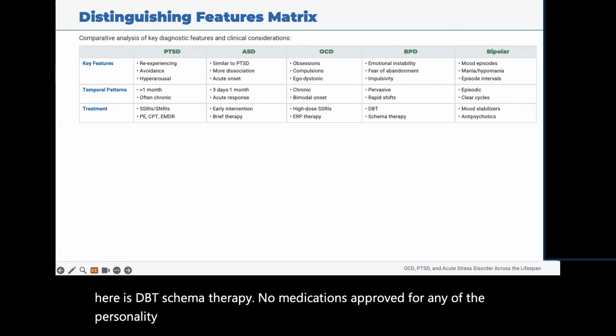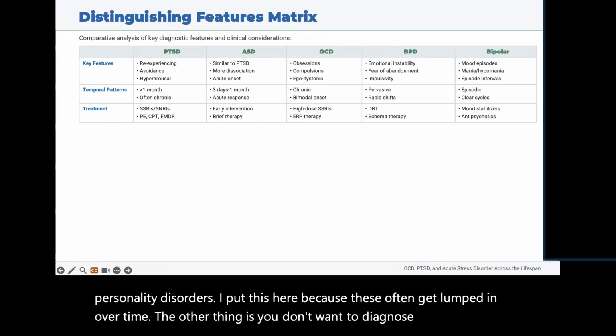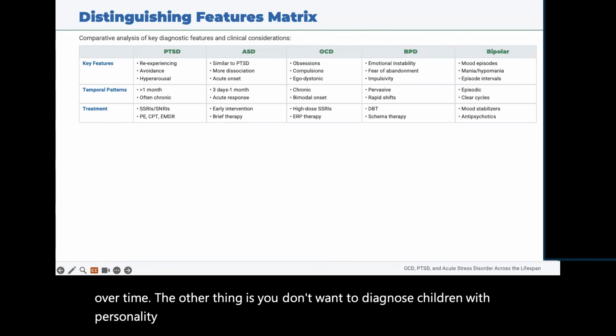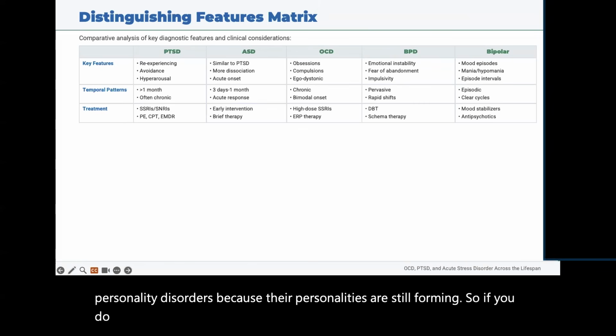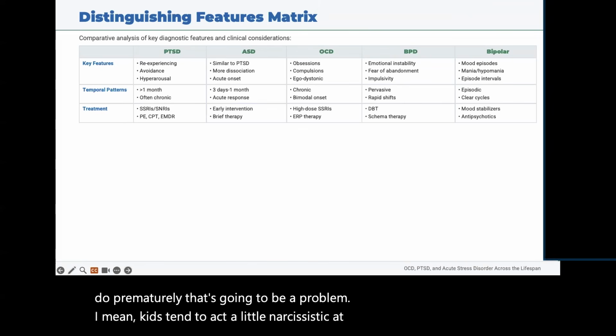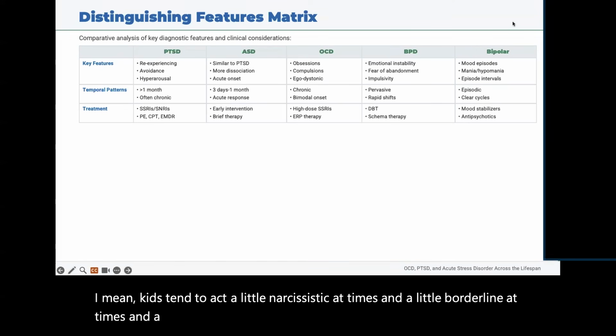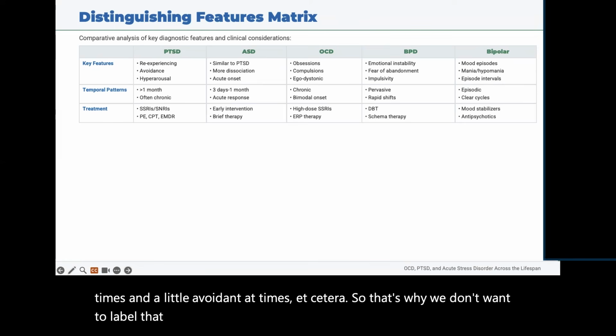I put this here because these often get lumped in over time. The other thing is you don't want to diagnose children with personality disorders because their personalities are still forming. If you do it prematurely, that's going to be a problem. Kids tend to act a little narcissistic at times, a little borderline at times, and a little avoidant at times, etc. That's why we don't want to label that in children.